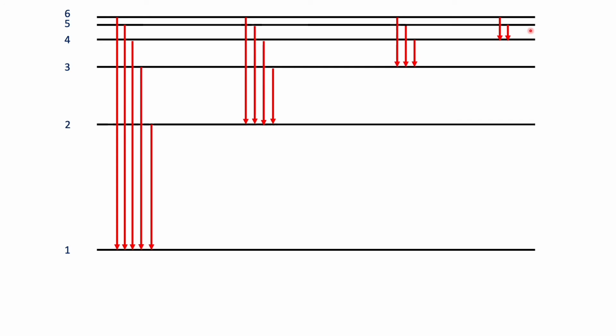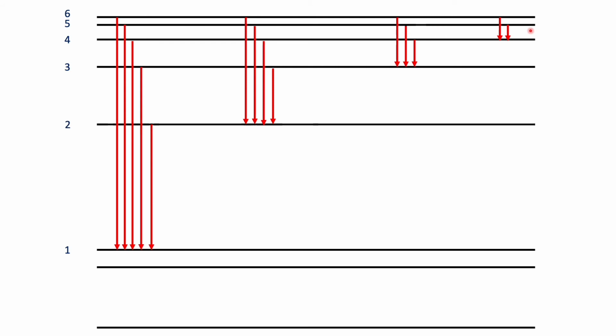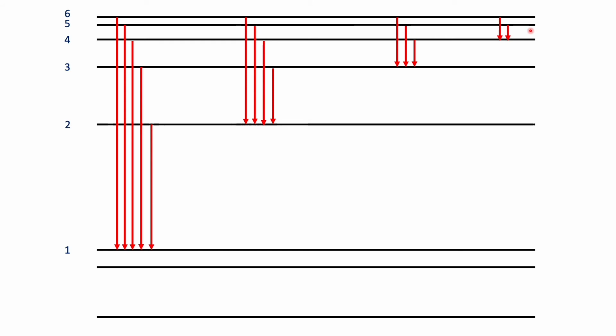When the transitions occur, a respective photon of energy is released, and that energy marks a line in a blank photographic plate. Let's start with the highest energy transition, from sixth energy level to the first energy level. Then the second highest energy transition, from fifth energy level to the first energy level. Then the third highest energy transition, from fourth energy level to the first energy level.